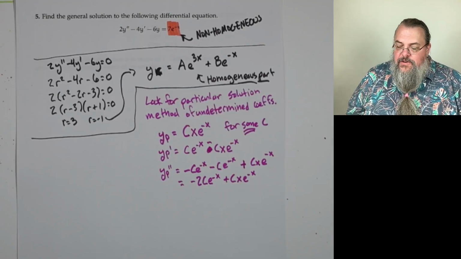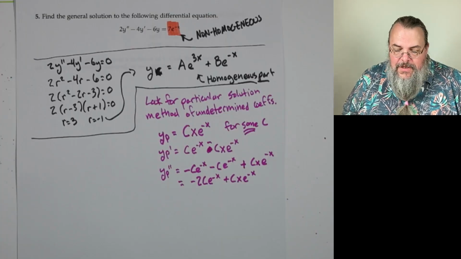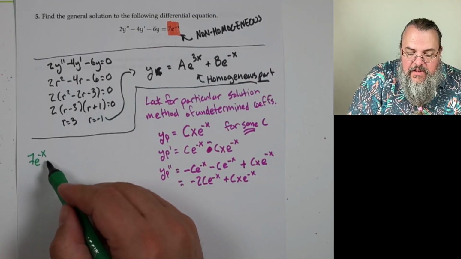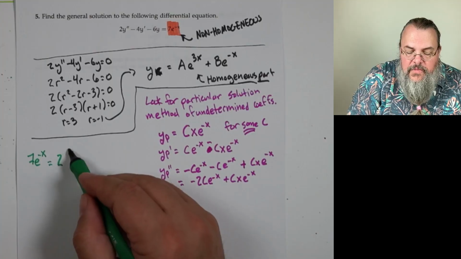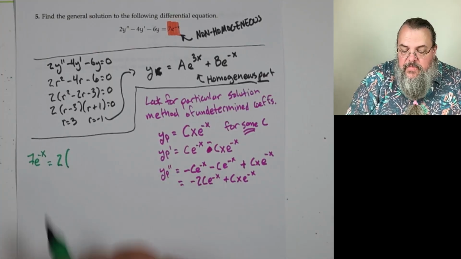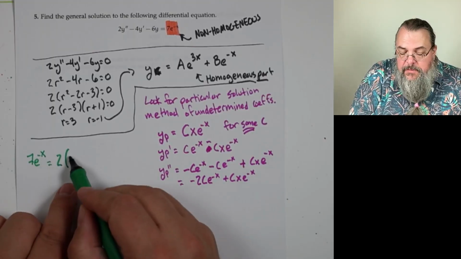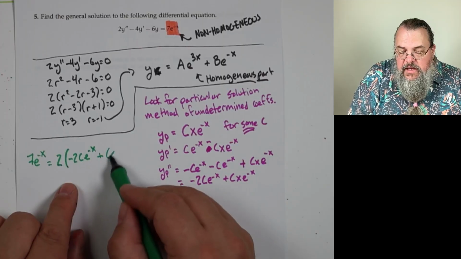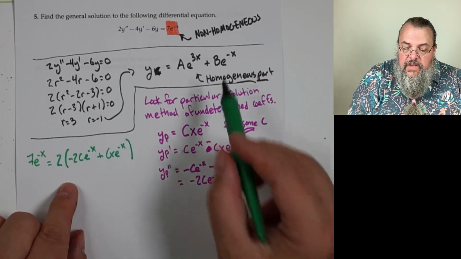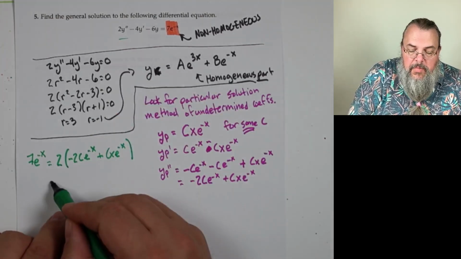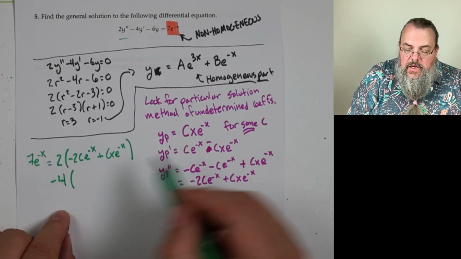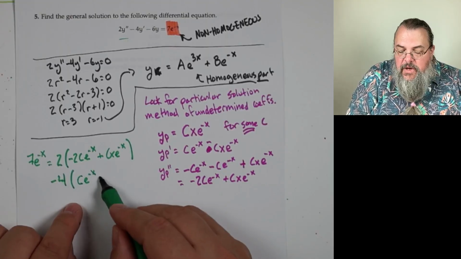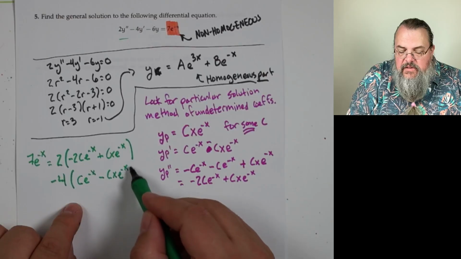Okay, so here we go. We have the following: 7 e to the minus x is equal to 2 y double prime. So that would be 2 times minus 2c e to the minus x plus cx e to the minus x. That's 2 y double prime. Minus 4 times y prime, that would be c e to the minus x minus cx e to the minus x.